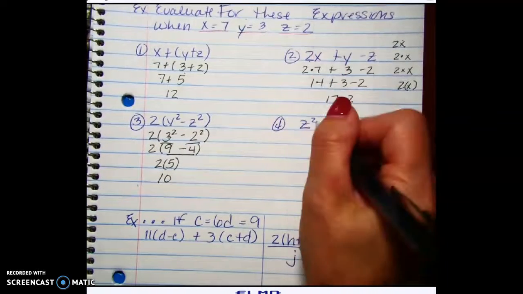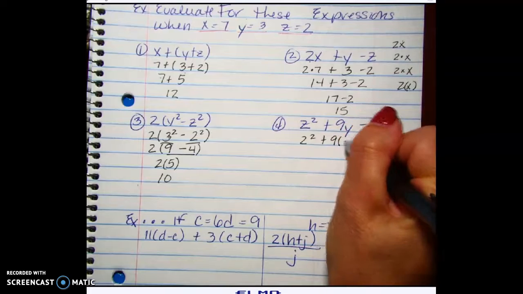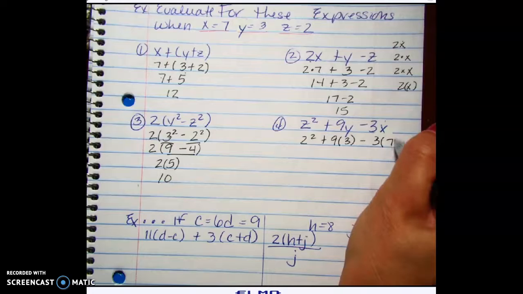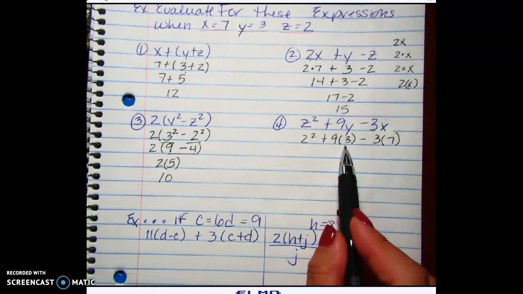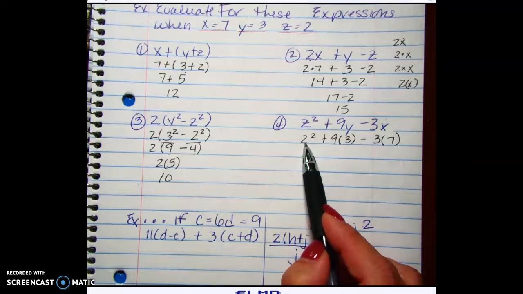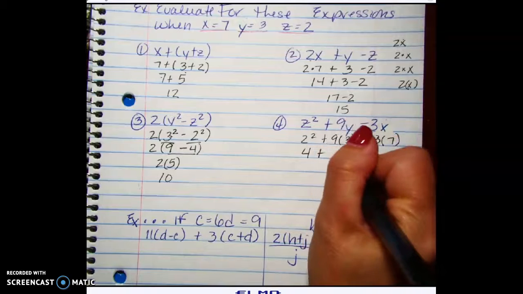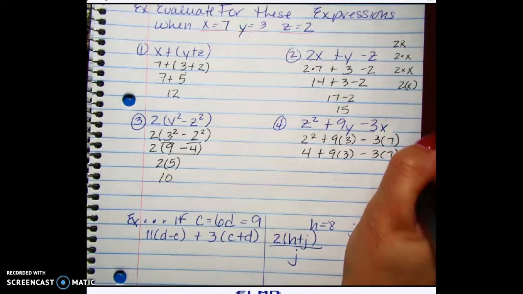z squared plus 9 times y minus 3 times x. Okay, did I match up all my numbers properly? Yes. Start with parentheses. Guess what? Even though this is parentheses, there's no operation within, so this is multiplication. So then I move to my exponents. 2 squared is 2 times 2, and I now have, because I've said let's do one operation at a time.